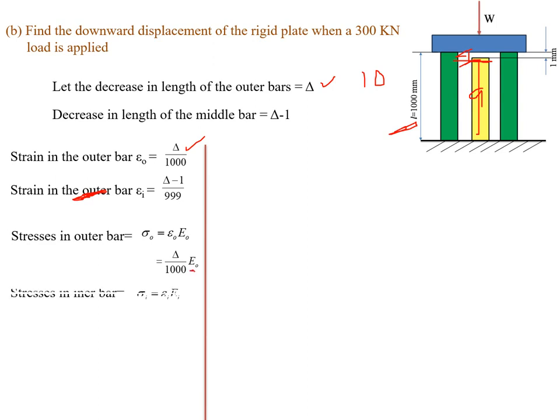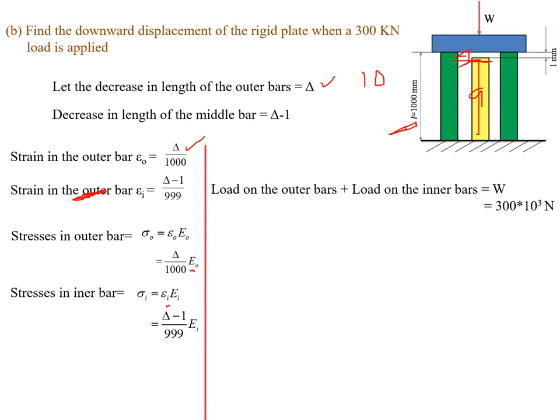Similarly, you have to find the stress in the inner bar, let us consider sigma I, equal to the strain in the inner bar into the Young's modulus. We know the strain in the inner bar is delta minus 1 divided by 999, so into E.